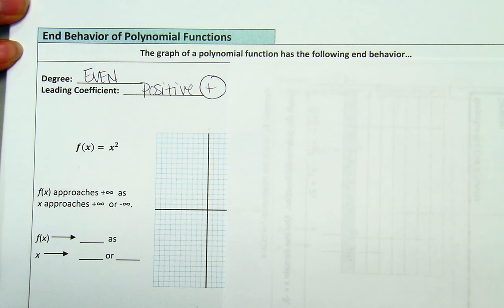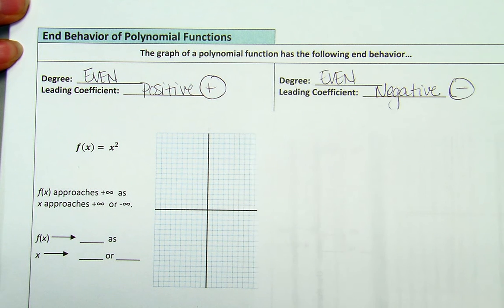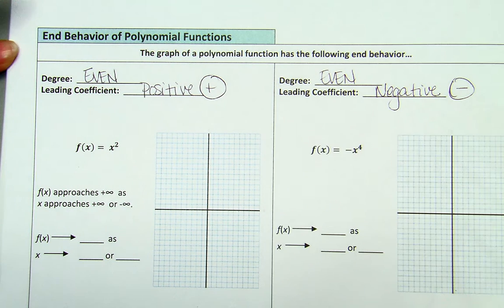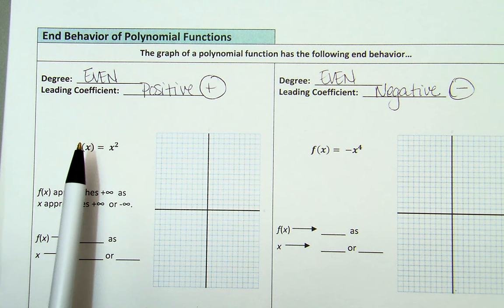And we're also going to talk about what if we have a polynomial function with an even degree but with a negative leading coefficient. And I also gave you an example right below of something to think about as we're starting to deal with these polynomial functions and end behavior. So let's go back to the first scenario first.